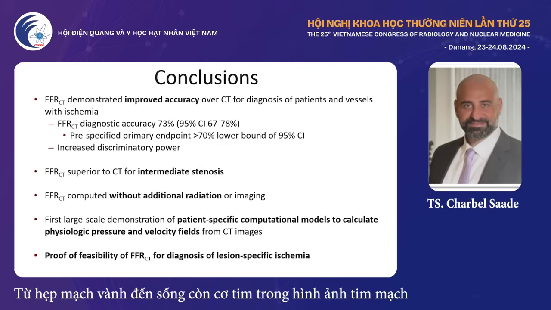So when we're looking at FFR, it demonstrates improved accuracy over just CT diagnosis, especially at 73% with a 95% confidence interval of 67 to 78%. The pre-specified primary endpoint is more than 70% lower bound. The FFR CT is superior to CT for intermediate stenosis. So CT is just not enough anymore. We need FFR. Now, it's also done without any extra radiation dose. And of course, the feasibility of lesion-specific ischemia has been demonstrated.